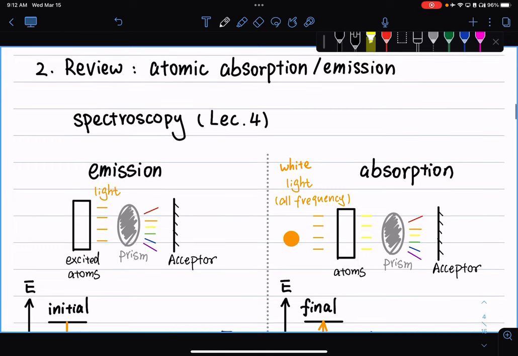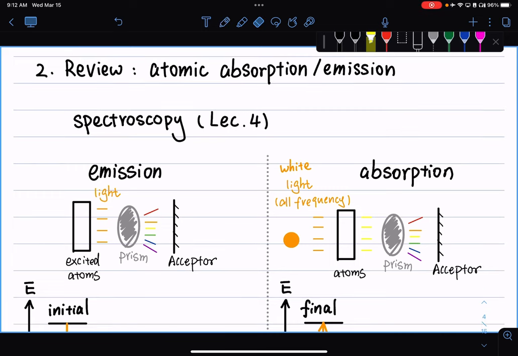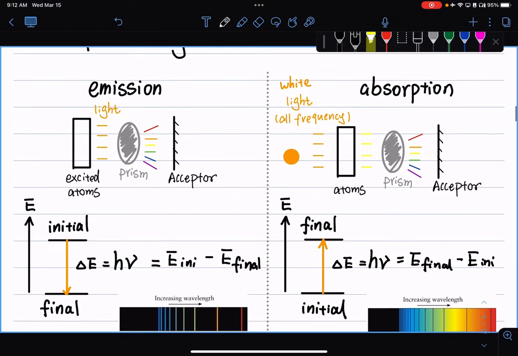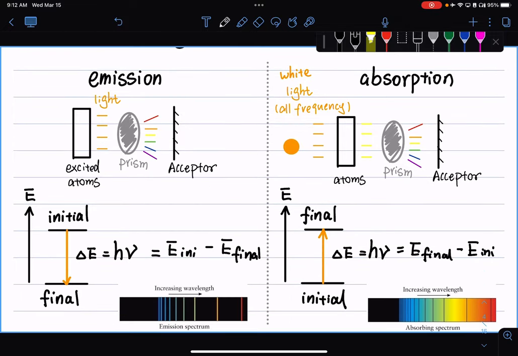In our previous discussion, it says lecture 4, it should be lecture 5 here. When we talked about the Bohr model, we also discussed, well, I believe Dr. Huang discussed atomic absorption and emission spectra with you. So again, this is what we have. On the left-hand side, we have the emission spectroscopy. On the right-hand side, we have the absorption spectroscopy.